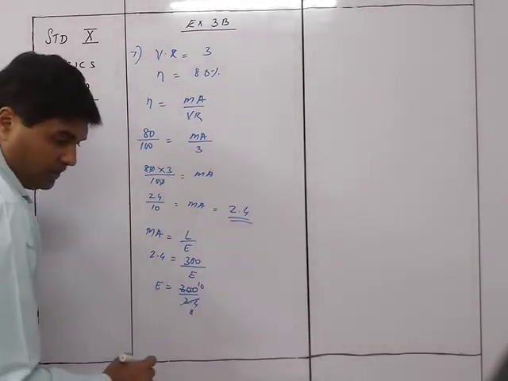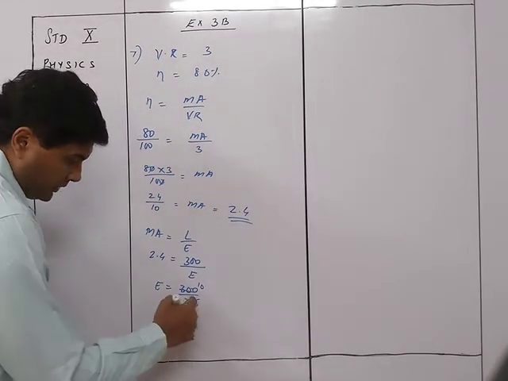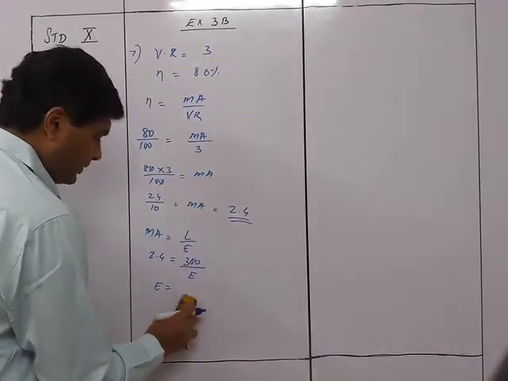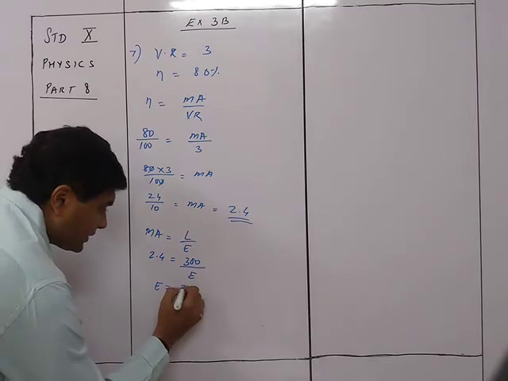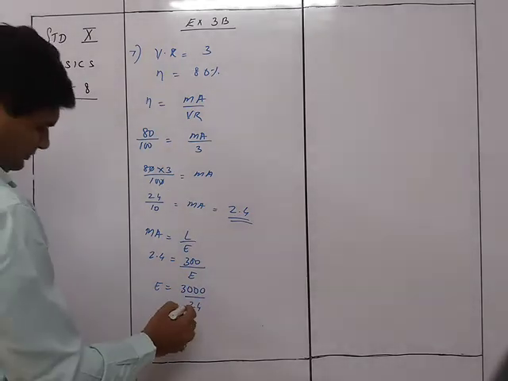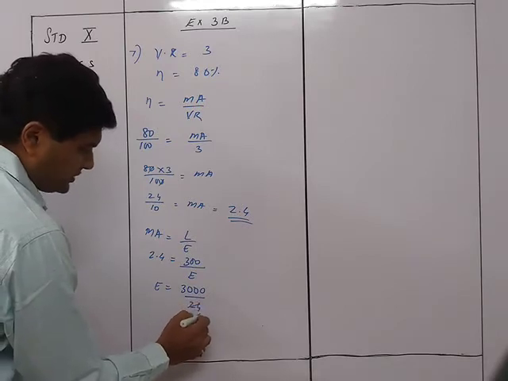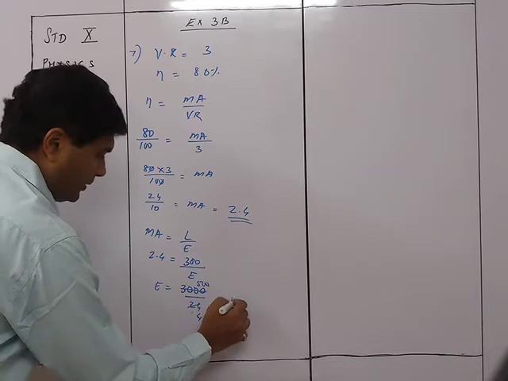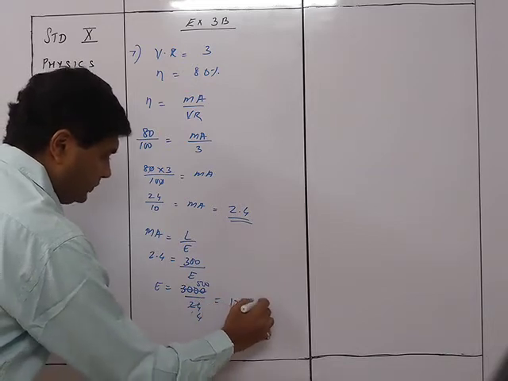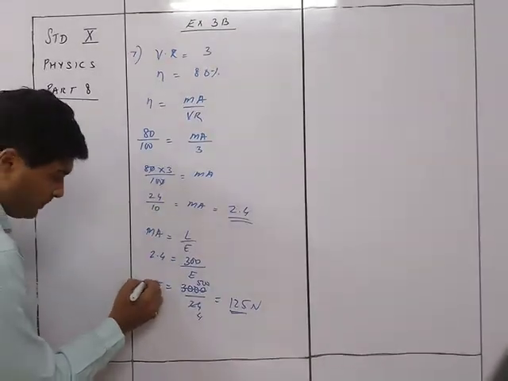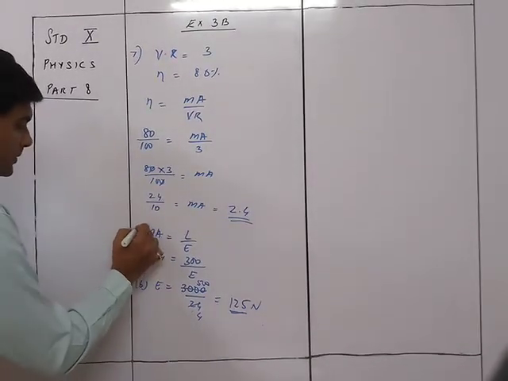So that will be equal to 3,000 upon 24. Okay, so 6 4s are 24, and then 6 times 5 is 30. So now it is 125 Newton. So effort required will be 125 Newton, that is the B part. This was the A part.